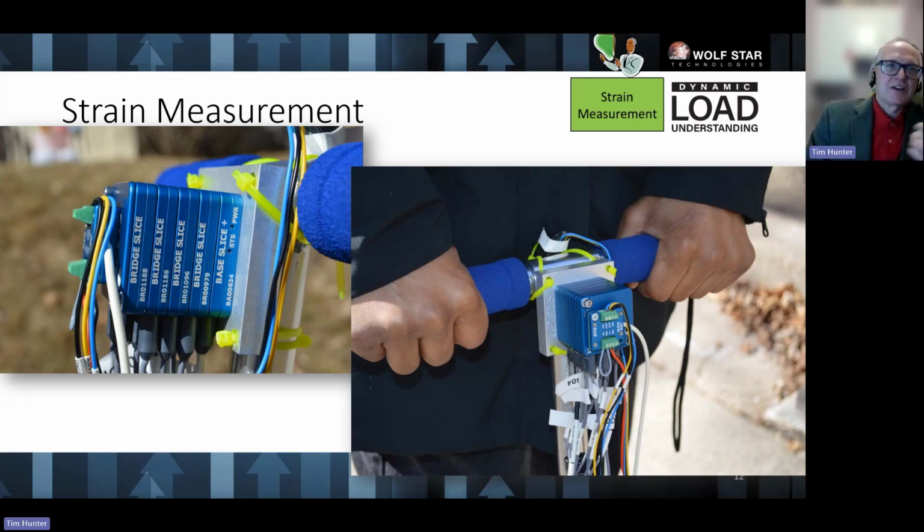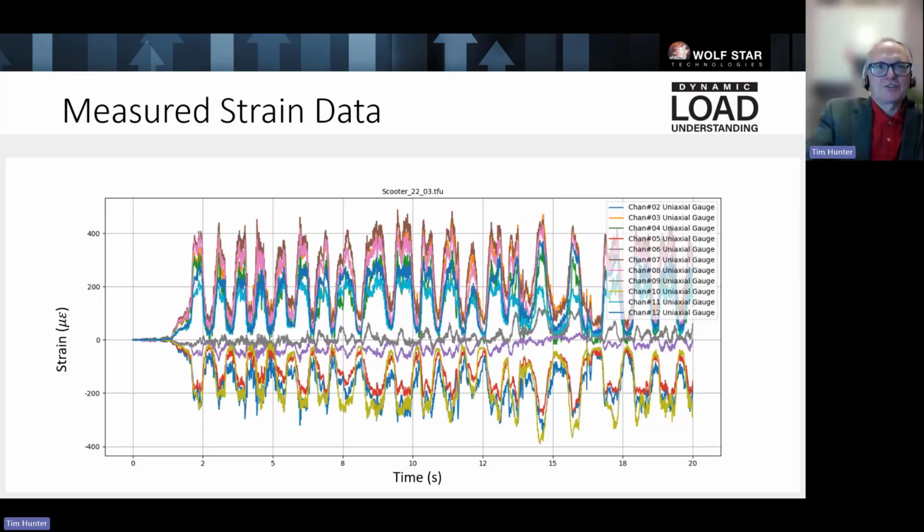Okay. So this is our data acquisition system. We've got it wired up on a Razor scooter, and here's the strain data. We ride this thing down the street and collect a bunch of strain data. Here you see we've got 20 seconds of strain data, and we can see us pushing this thing down the street, and you can see our strains, plus or minus 400 microstrain.